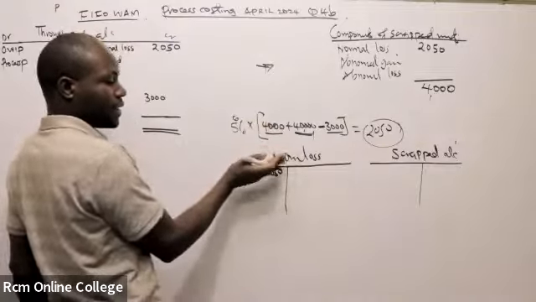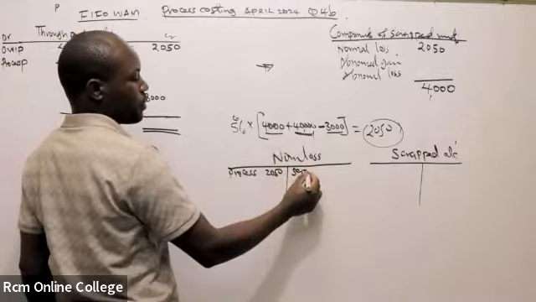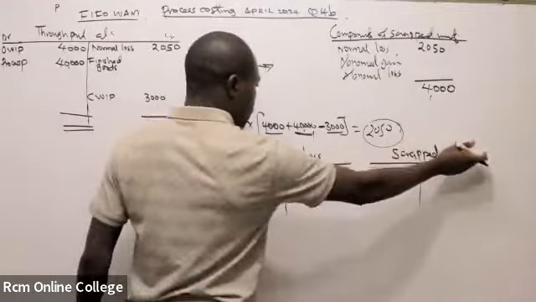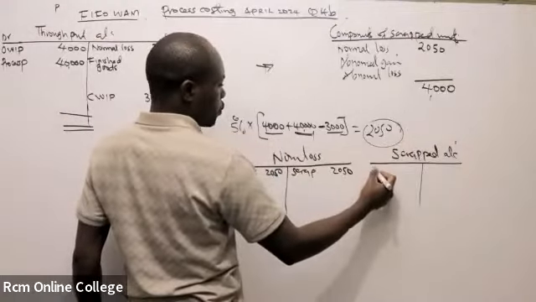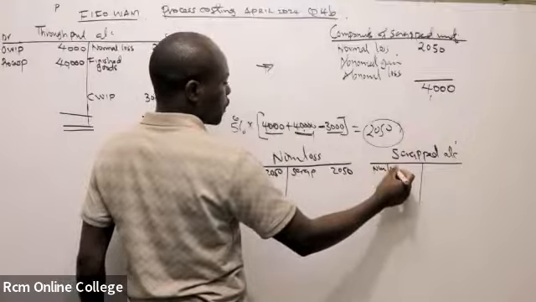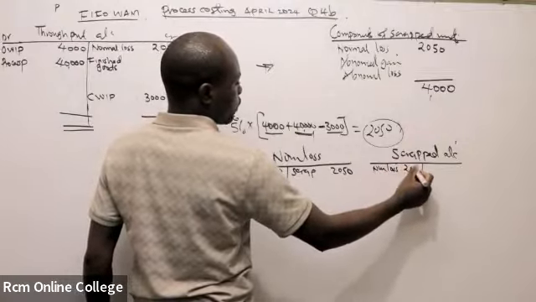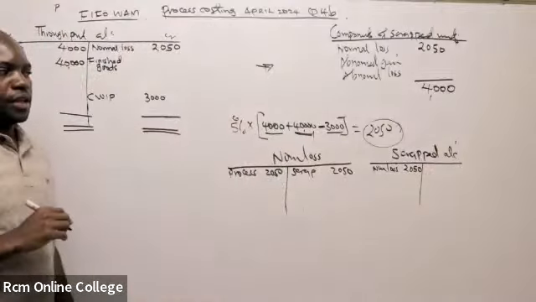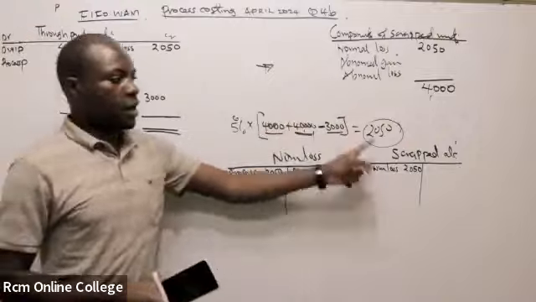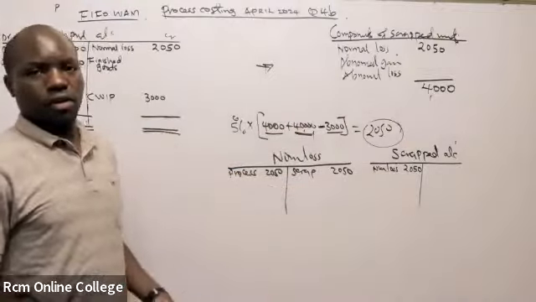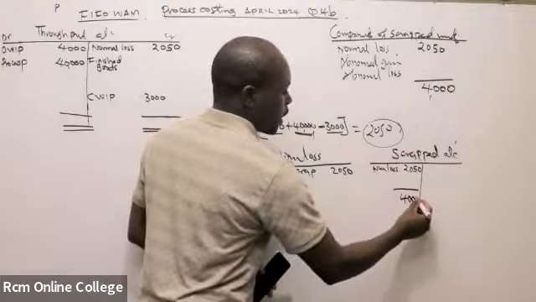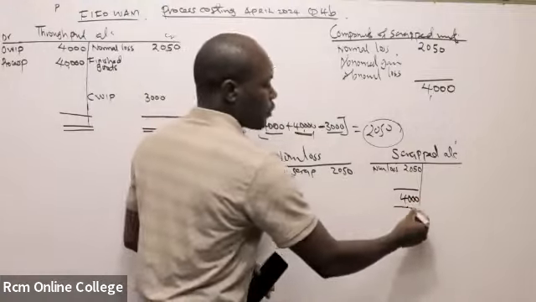This account was balancing. You have to take all of this to the scrap account, that is 2050. When you come to the scrap account, we are now debiting it, right? So normal loss is giving us 2050. For us to have a total of scrapped units of how much? Scrapped units of 4,000.